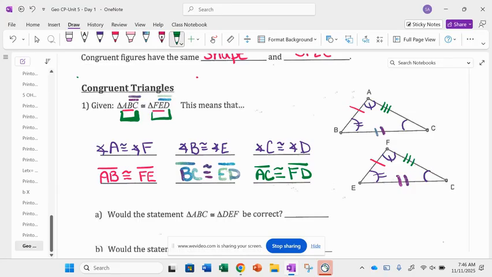So right away, I found something that was in the wrong order. So is this a correct way of stating these triangles? No.